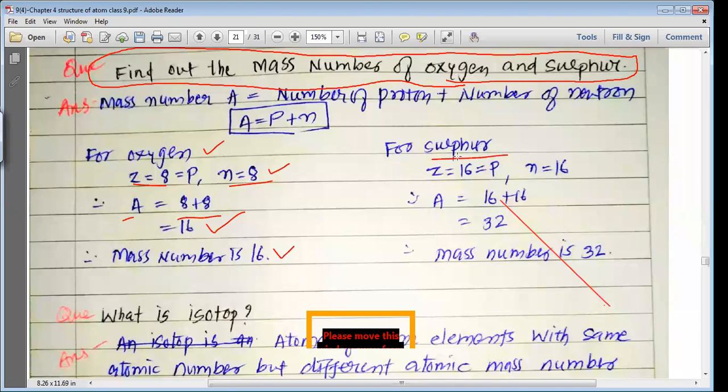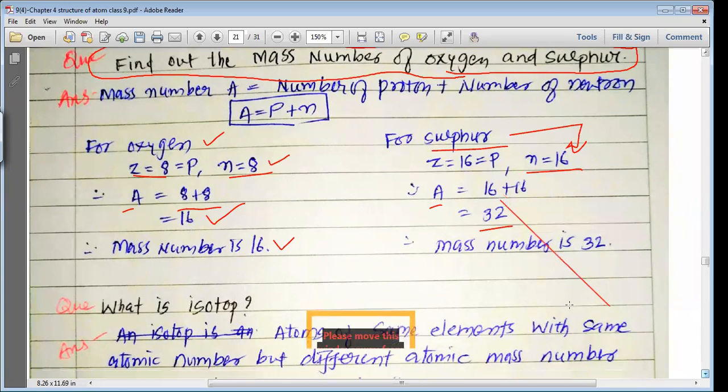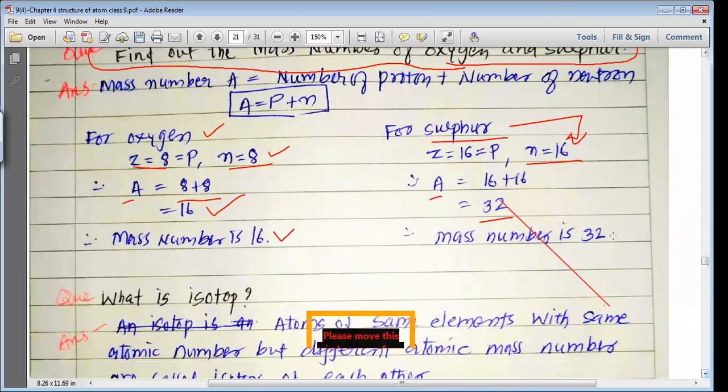Now for sulfur, my dear students, we can see that it has atomic number Z equal to 16, that is protons equal to 16, and we have seen that the number of neutrons present in sulfur is also 16. That is why A is equal to P plus N, that is 16 plus 16, which is 32, and so the mass number of sulfur is 32.